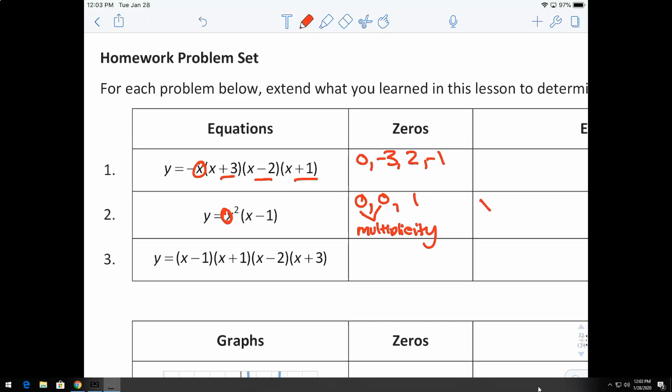This means that this was an x cubed graph. This one was an x to the 4th graph. Notice this had a negative in behavior. This one had a positive in behavior. This is going to be an x to the fourth, and it's positive. Can you tell me the zeros?